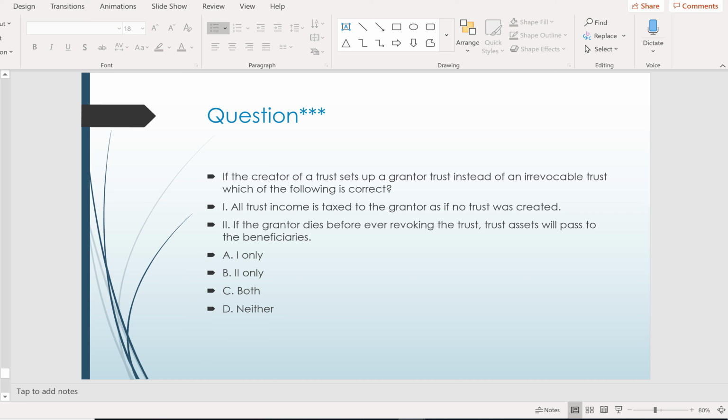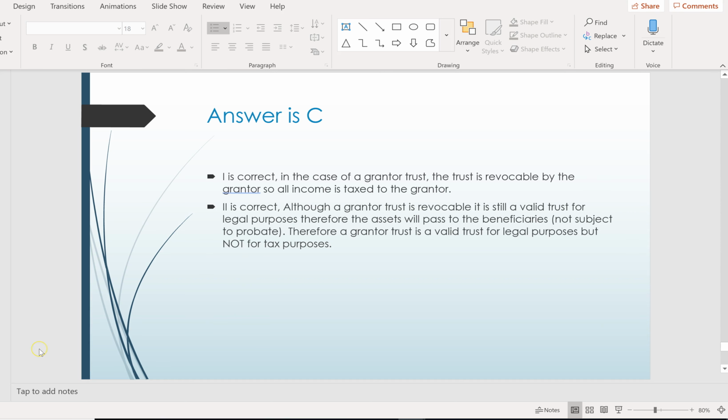But if the grantor dies before ever revoking the trust, then it's still a trust for legal purposes, and the trust assets will pass to the beneficiaries, and you won't have to worry about probating the will. So C is correct.